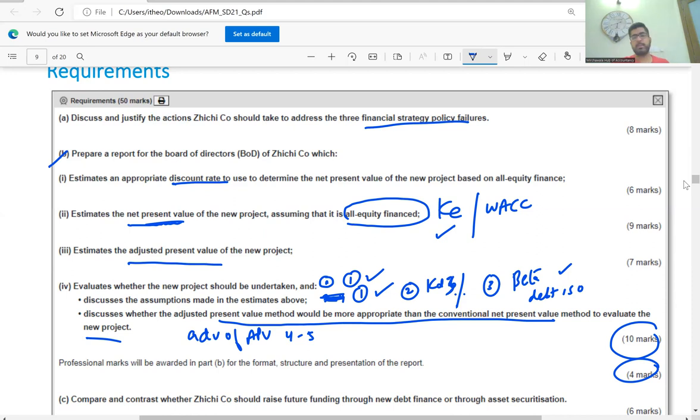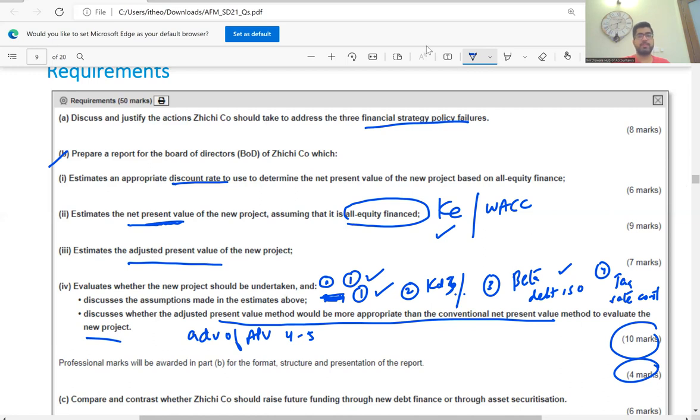Okay. We assume that tax rates are constant throughout the life. One more assumption. So you write 4 assumptions. One mark for whether the project is undertaken. 4 assumptions, you get 3-4 marks. Now, out of 10 marks, we have got 1 mark and then 3 marks, for example, 4 marks.